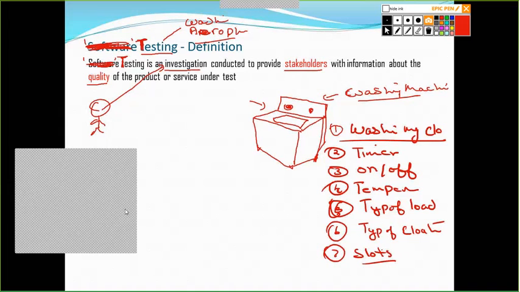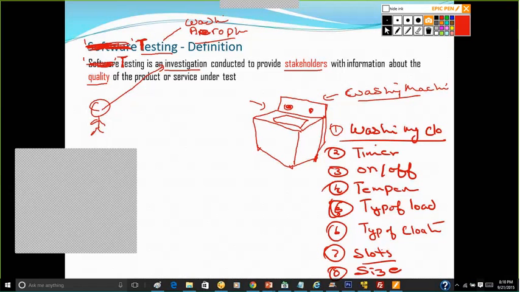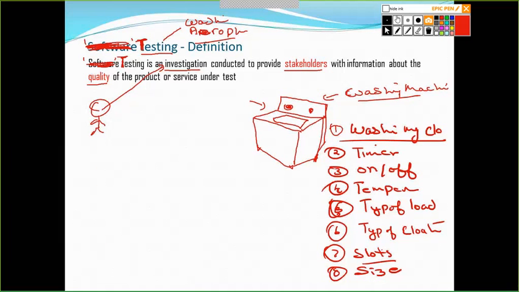Give me one more, guys. Size and color. Size means how many tons we can load. I don't know the exact word, but size. How big it is. Okay, I'll just leave it as size. Anything else, guys? Fine. Let's stop with this.